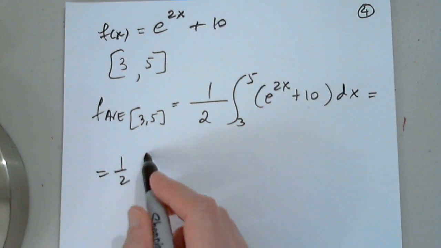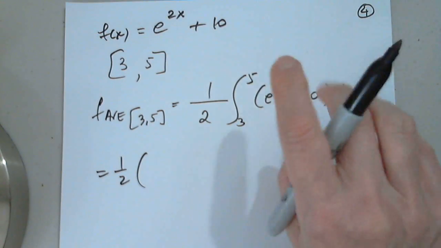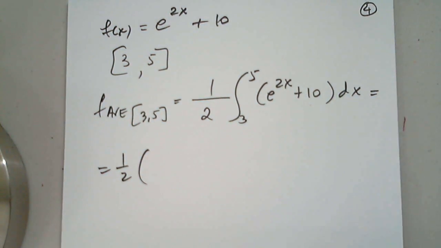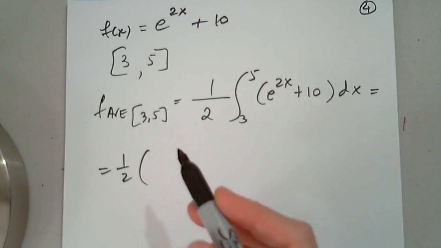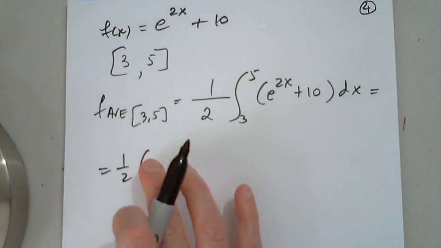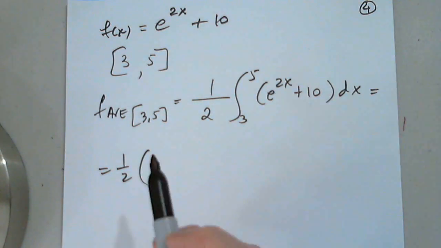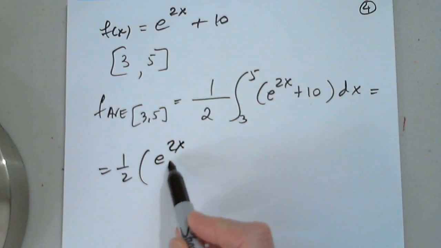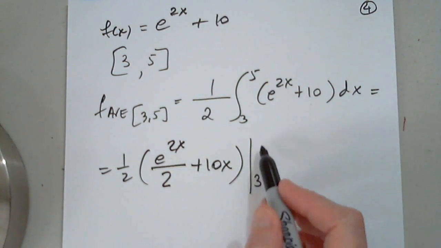Perfect. 1/2 in front. Which function prime is e to 2x? We established that there is no need for substitution here. We have a quick answer for that. Is it e to 2x? Nope, because when you differentiate this, you have to get e to 2x. So e to the 2x over 2. That's it. Plus 10x from 3 to 5.